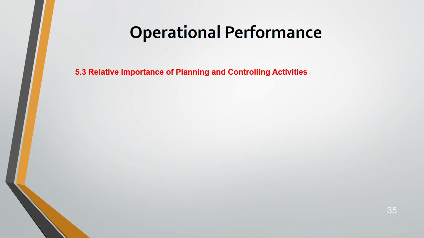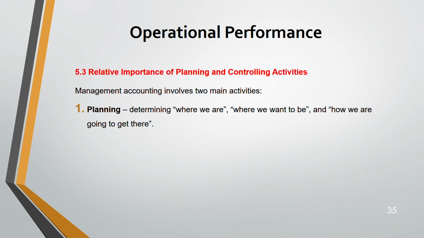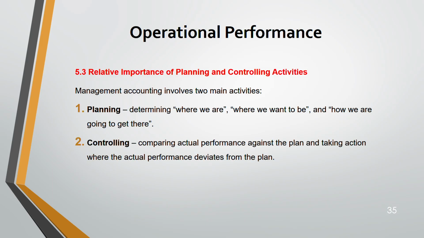Now, importance of planning and controlling activity. Management accounting has two activities. First, planning, second, controlling. Planning, how do they do? Planning stage, they ask questions like where we are, where we want to be, how we are going to get there. Controlling means they are comparing the actual performance against a plan, and then they are taking action to improve the performance when it is deviating from the plan.